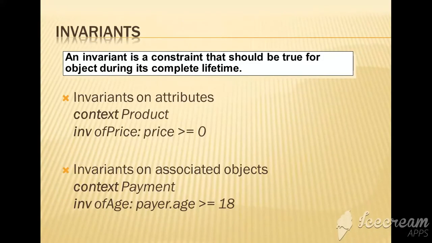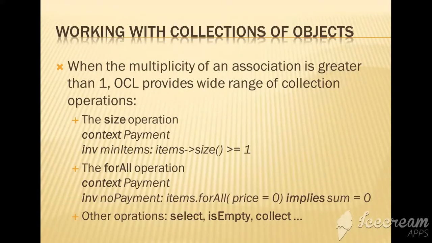In the OCL expressions, we can see now the invariants. We can see now the size operation is there. This sentence has been converted into an OCL, that is Object Constraint Language, statement. The invariant means that the size of atoms should be greater than or equal to 1. So the forAll operation, with the context of the payment, and invariant no payment, that is atom forAll price should be equal to 0, implies sum is equal to 0.